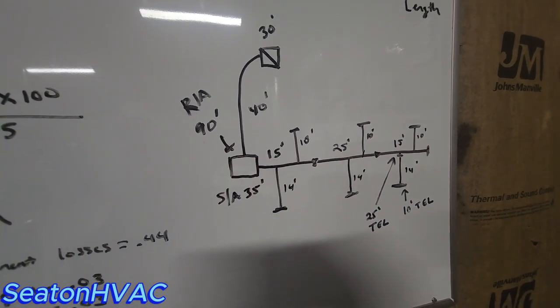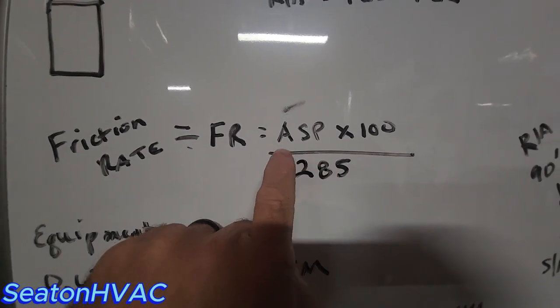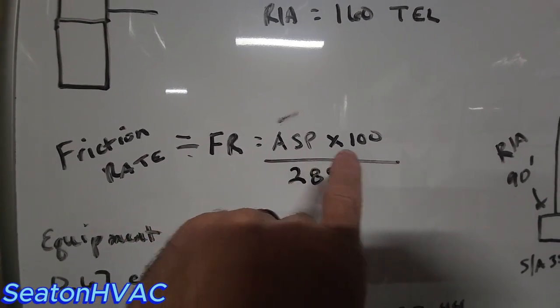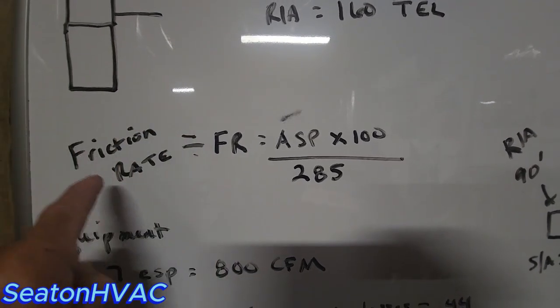installing the system. So let's go back to this formula here. Available static pressure times 100 over 285 will give us what we need to put on our slide rule for sizing this duct, okay?